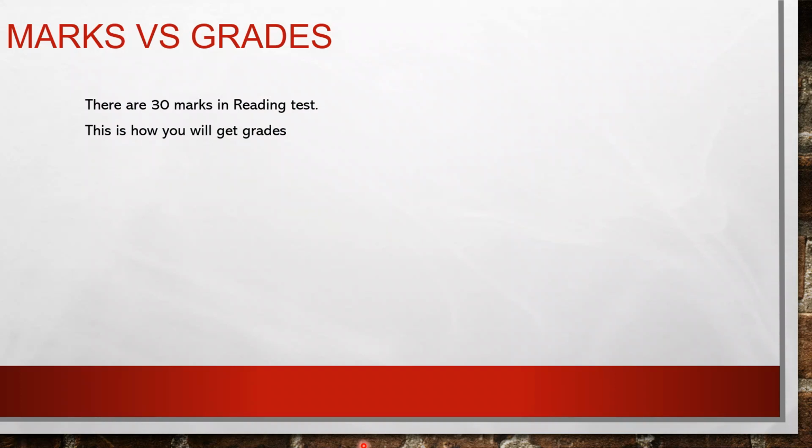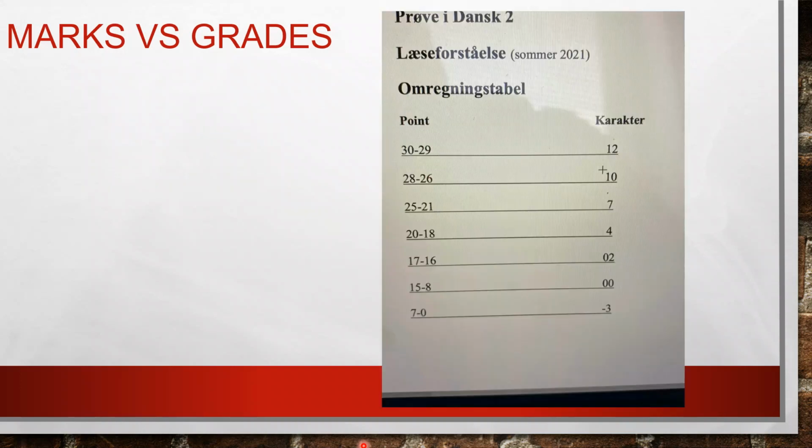Now, people often ask, because it is 30 marks in the reading test, how those are matched with the grading in the Danish system, because the Danish grading system is like -3, 0, 2, 4, 7 and so on, right? So how do these 30 marks match with those grades? Let us see. If you get between 0 to 7, it will be considered as -3. Between 8 to 15 it is 0, and 16, 17 it is 2 and so on.